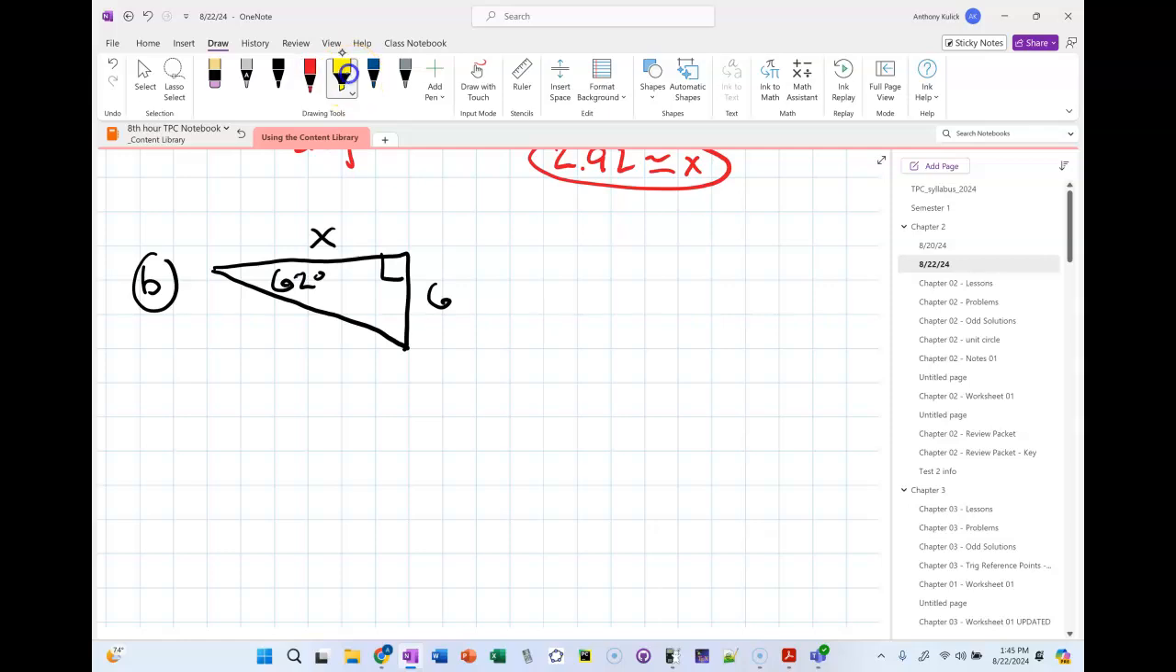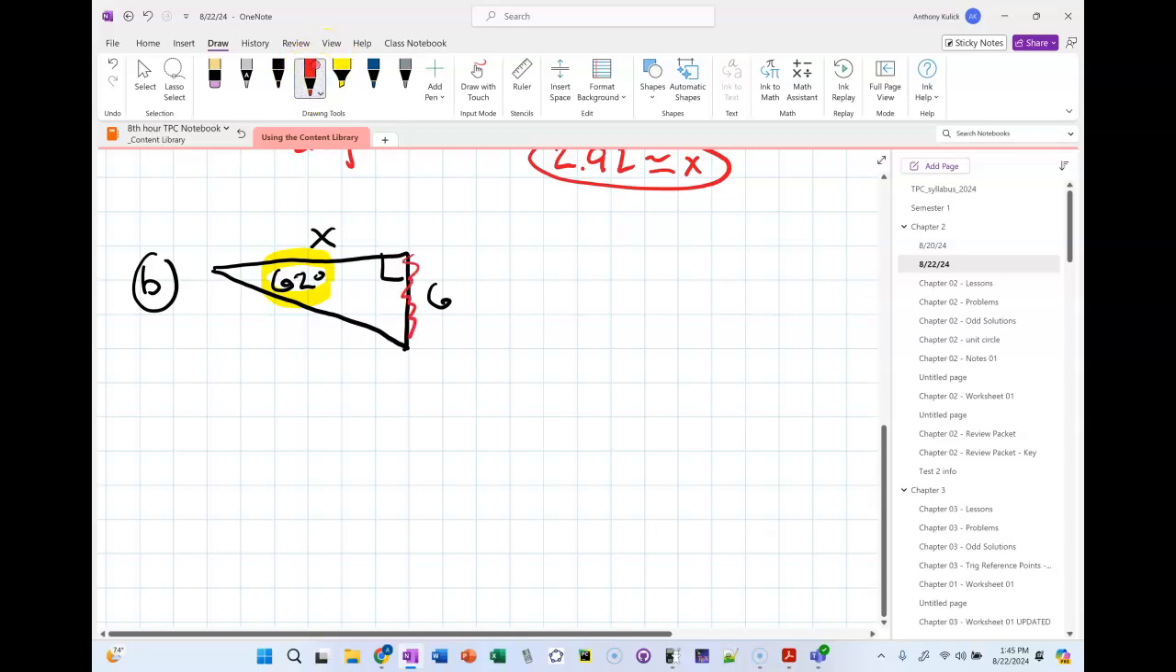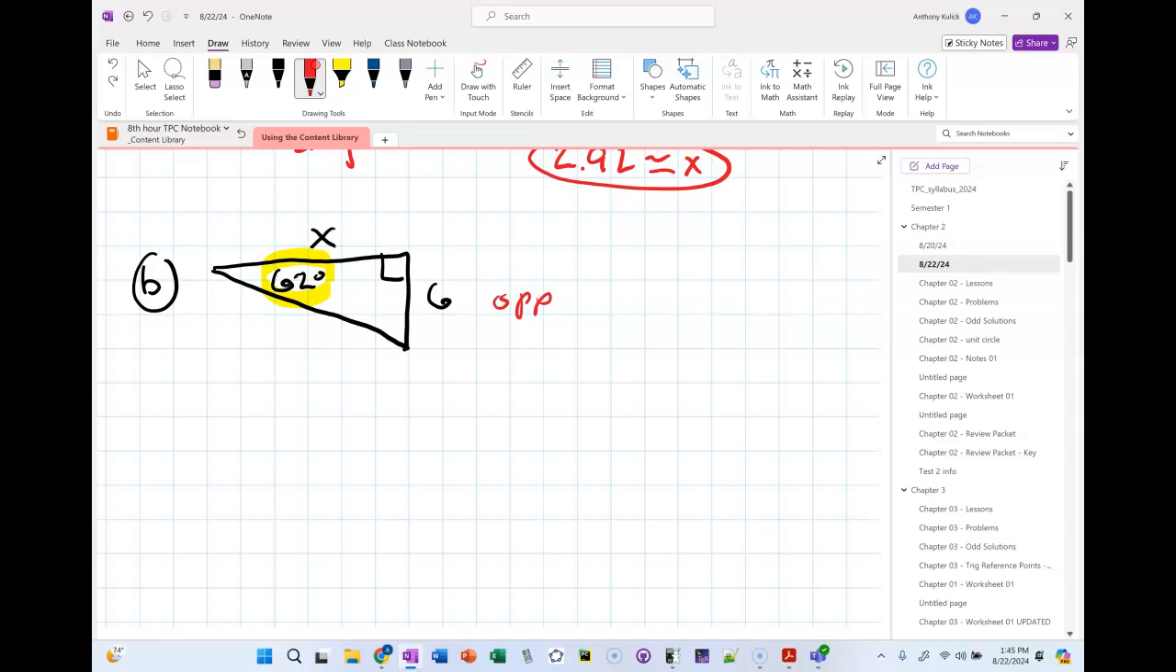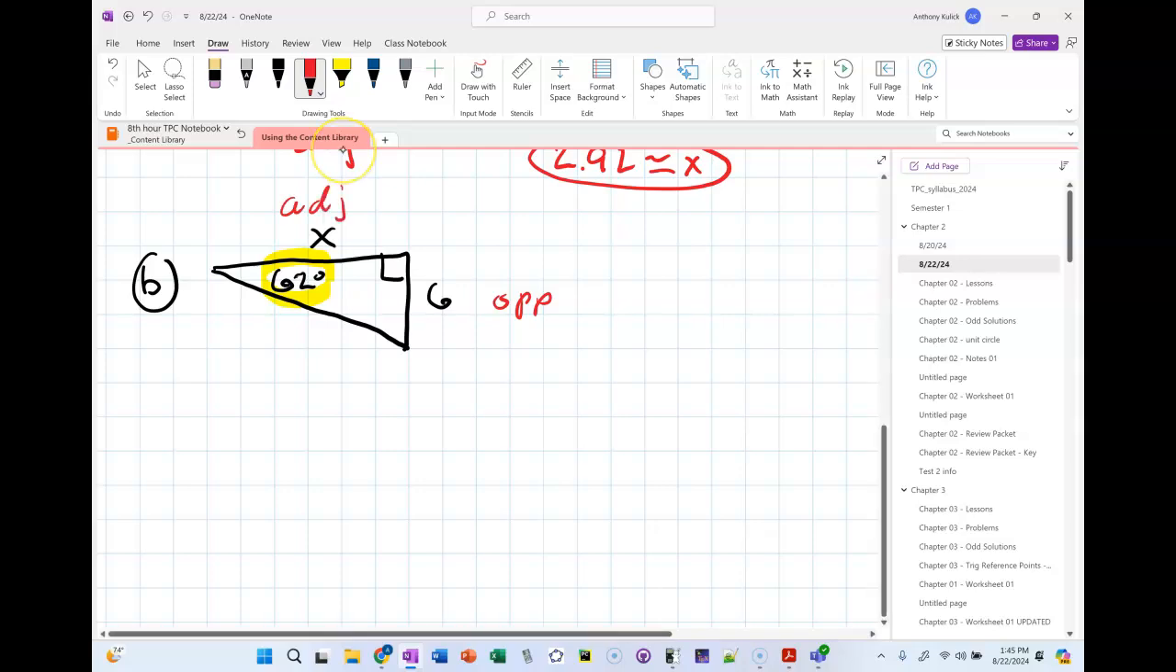So we're going to start the same way, right? Relative to the 62 degrees, we're going to label the 3 sides. What is this side that the 6 is? Opposite, adjacent, or hypotenuse? Opposite, very good. And then what side is the x side? That's the adjacent. Remember, the hypotenuse is going to be across from the 90-degree angle, right? The hypotenuse is always going to be across from the 90-degree angle.